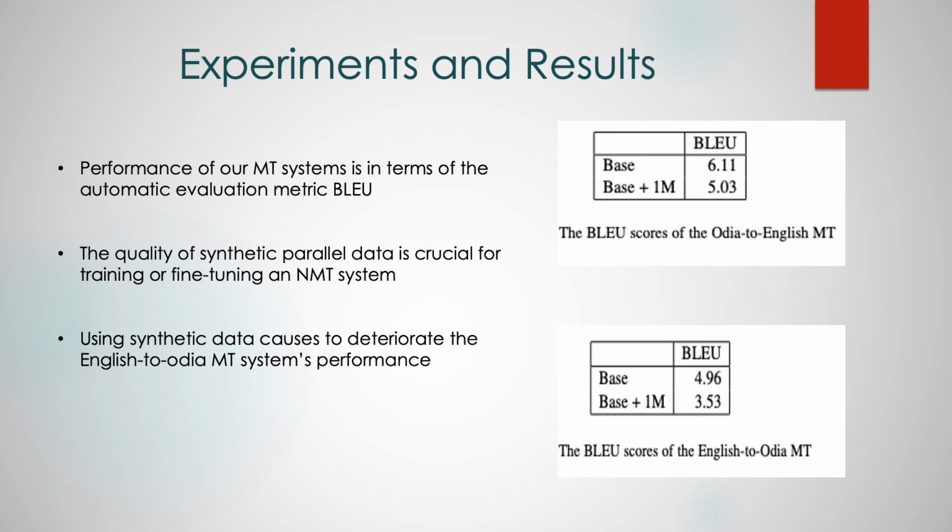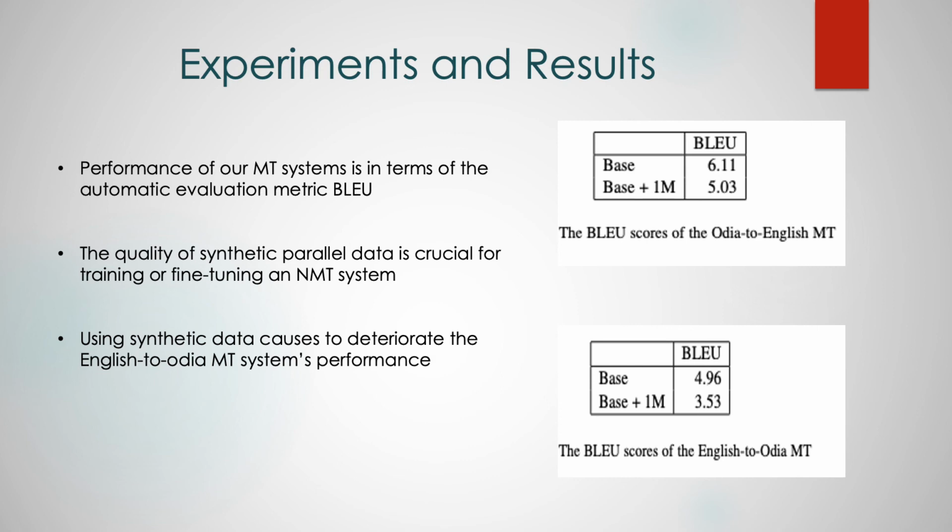Experiments and results. Performance of our MT system is shown in terms of the automatic evaluation metric below. We built a baseline for English to ODI pair which had a score of 4.96. In order to improve our baseline, we used the abundantly available monolingual data. For this, we built a back translation engine, that is ODI to English model, which provided us with a baseline of 6.11. Since this baseline was quite low, we tried to improve it using the synthetic data, which didn't help.